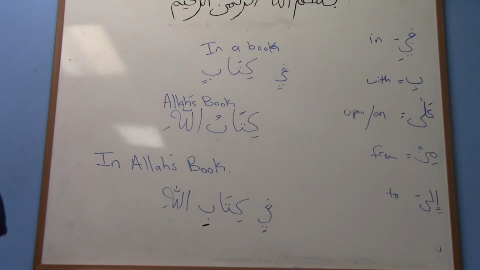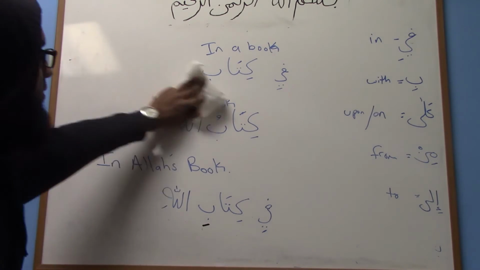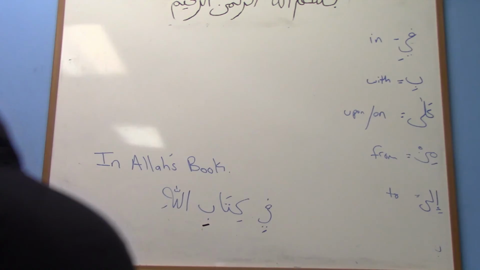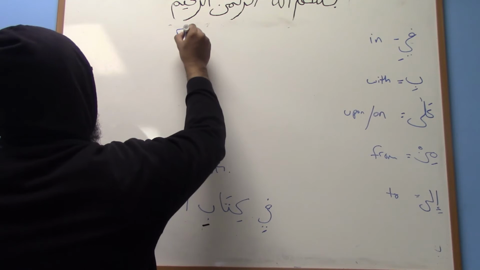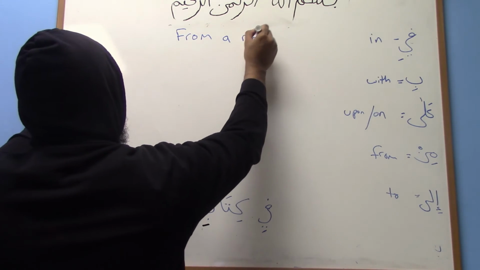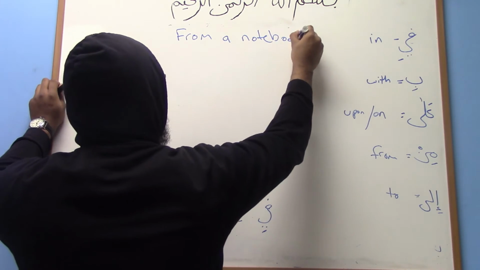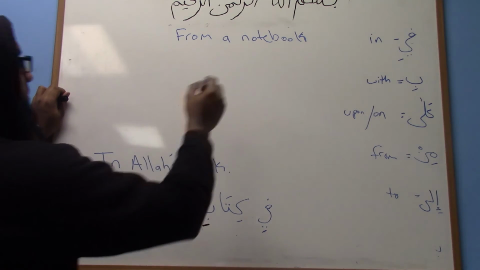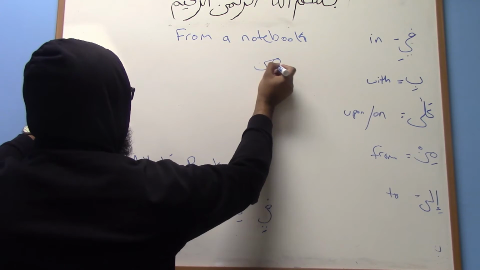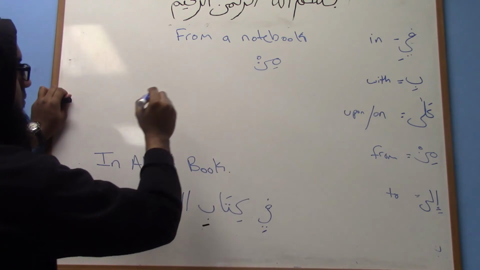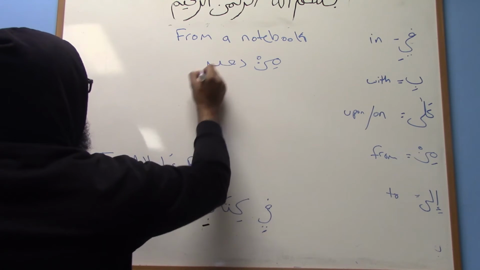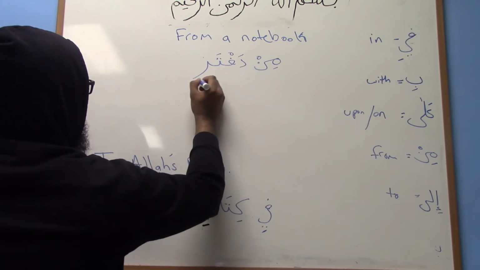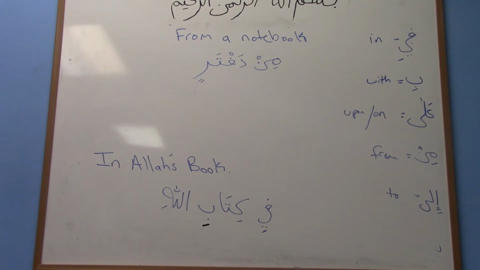Okay, let's take another example. Let me erase this. Let's say from a notebook. How do you say from a notebook in Arabic? You would say min daftarin. From a notebook. Good.